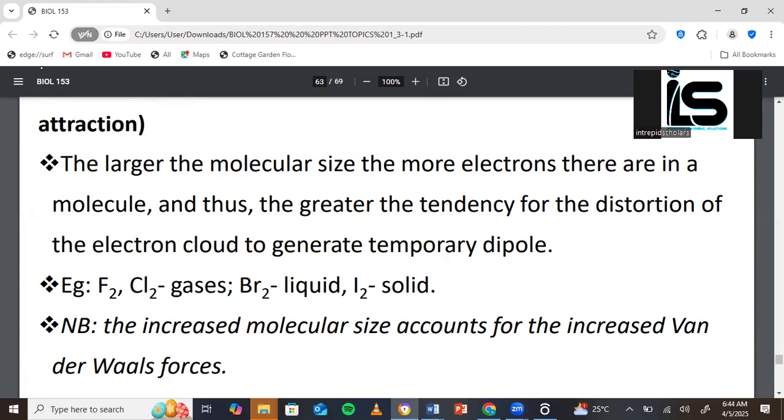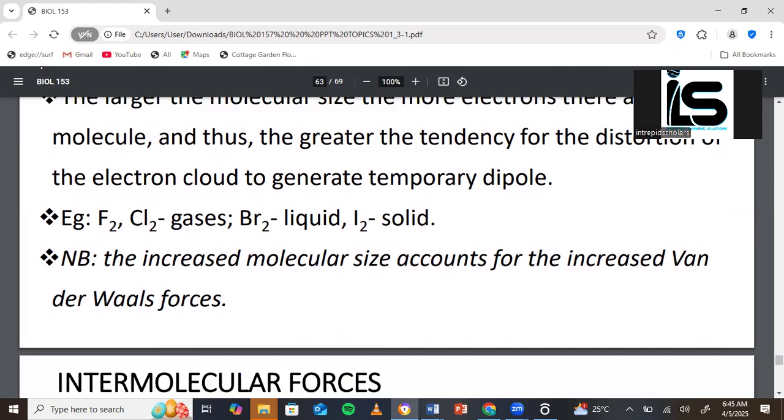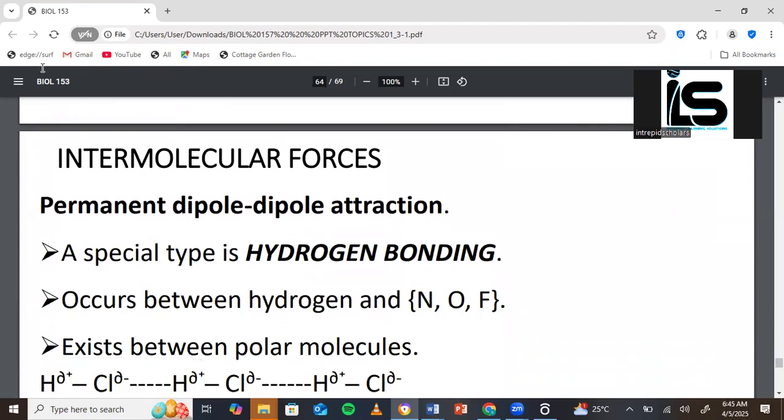Now I2, which is iodine crystal, is solid. Even though it is the same intermolecular force that exists between the fluorine gas, the same force that exists in the iodine, because the iodine has a higher molecular size, the force is stronger in the iodine, and hence it has resulted in the iodine being solid, that is, being crystals. So the induced dipole bond is favored by high molecular mass or high molecular size.